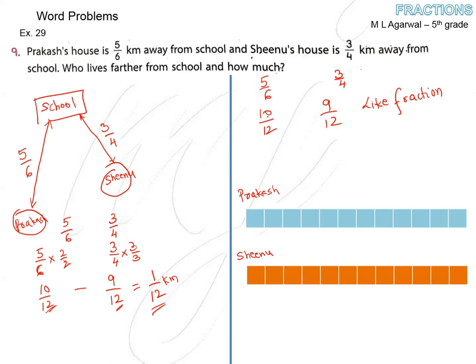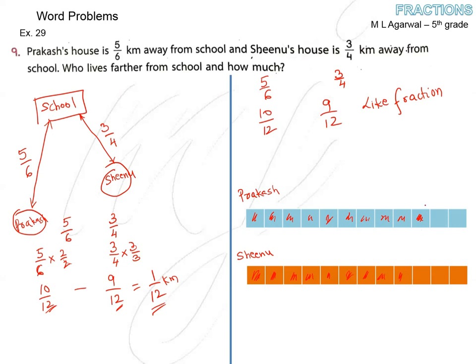So I will say 1, 2, 3, 4, 5, 6, 7, 8, 9, 10. Okay, so Prakash is 10/12, not kilometers but a fraction. And Shinu is 9/12. So I will shade only 9 parts. 1, 2, 3, 4, 5, 6, 7, 8, 9. Okay. So who lives further? Naturally further is Prakash. And by how much? 1 only, because only this much is extra.